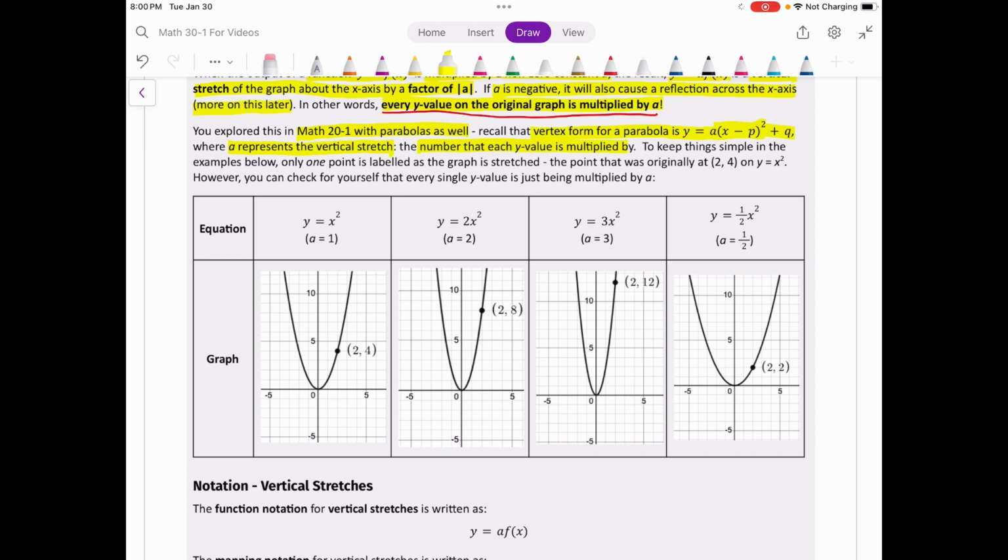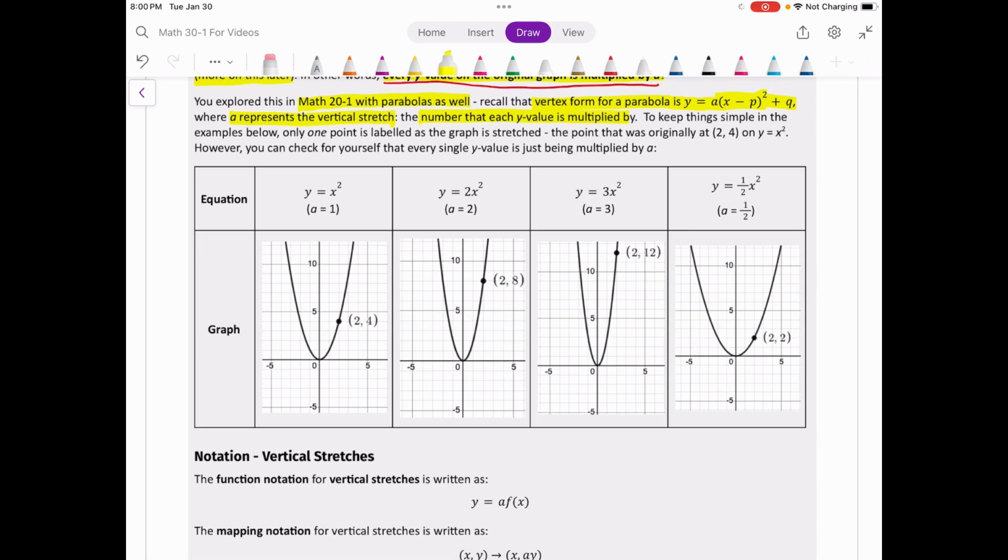So there's some examples below here. Just to keep things simple, I just labeled 1 point as we stretch the graph, as we change the value of a, okay? And that is the point that is originally at 2, 4. But as we go, you can check for yourself. Every single y value is just being multiplied by whatever the a is in each example, okay?